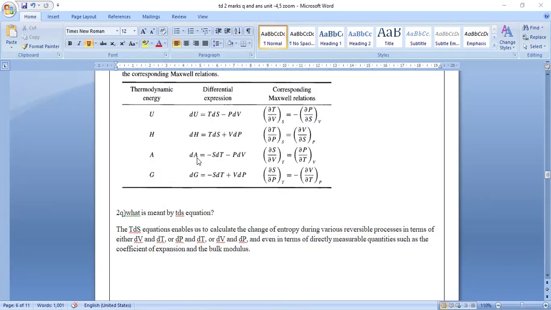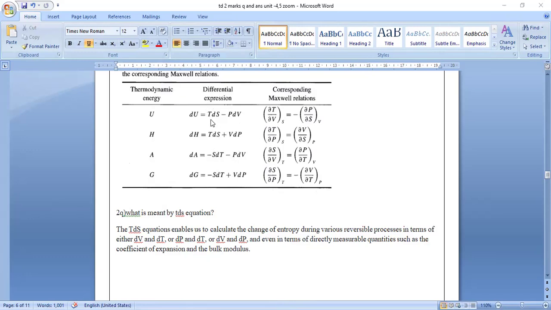Here also, dA is equal to minus s dT minus p dv. This is just replacing T ds, and it is replaced by minus s dT minus p dv. The Gibbs relation says the same: minus s, the entropy, into the difference in temperature, and instead of minus, plus here with dp. So it is very easy to remember. If you know the internal energy, you can write these three equations.